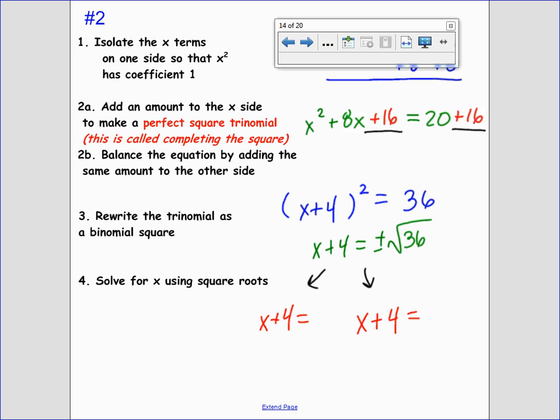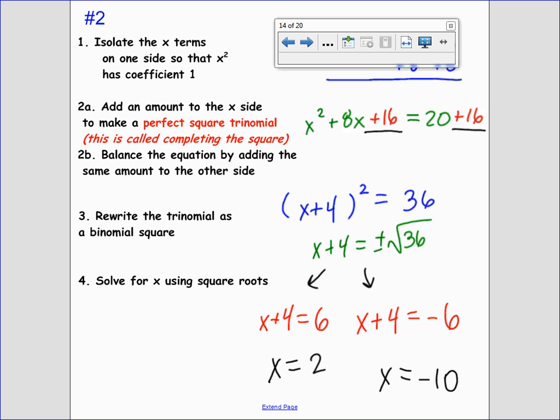Sometimes this will reduce, sometimes it won't. If this had been 35, I would just leave this as root 35 and negative root 35. In this case, it does reduce. The square root of 36 is 6. The negative square root of 36 is negative 6. And I can solve separately. 6 minus 4 is 2. Negative 6 minus 4 is negative 10.